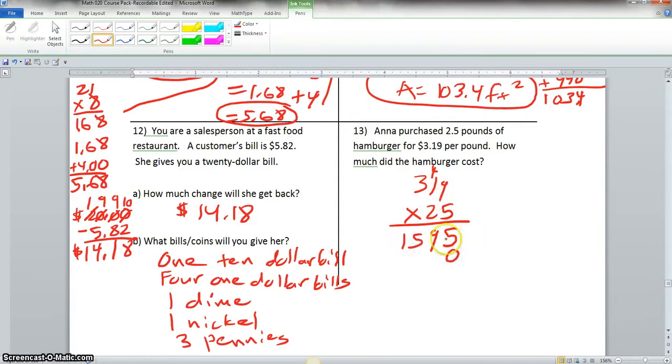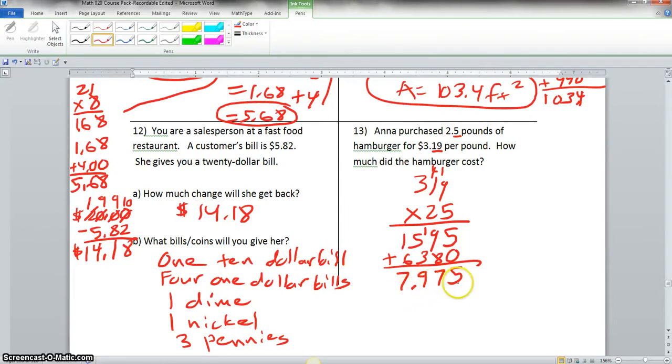Add a 0 here. 2 times 9 is 18, carry a 1. 2 times 1 is 2, plus 1 is 3. And 2 times 3 is 6. Now we add them. We have 5, 9, and 8 will give us 17, carry our 1. 1 plus 5 is 6, plus 3 is 9. And 1 plus 6 is 7. Now we count how many decimals we had here. We had 2 digits behind the decimal, 1 digit here. So it's 3 digits behind the decimal.